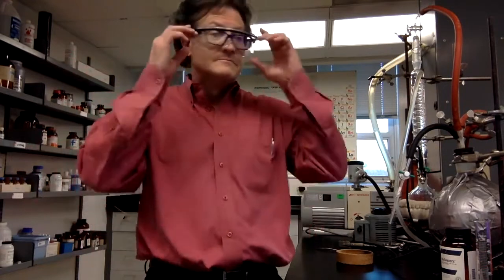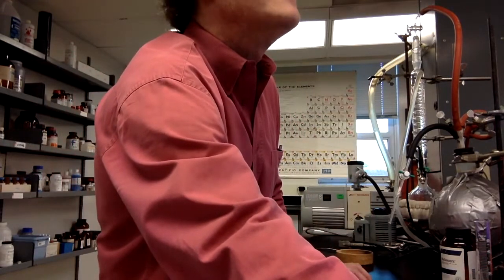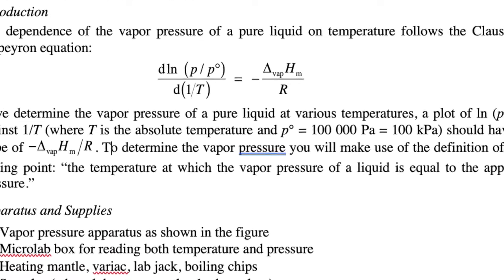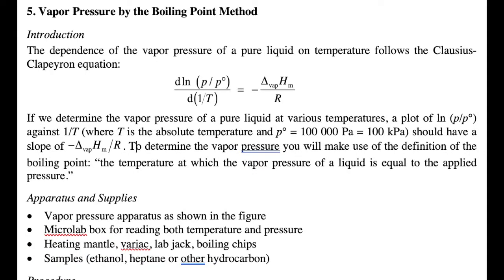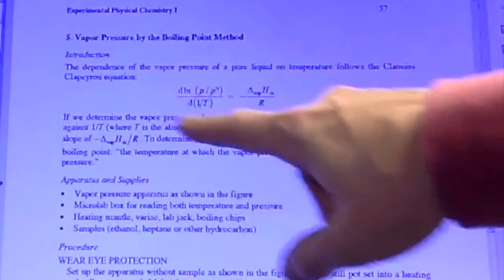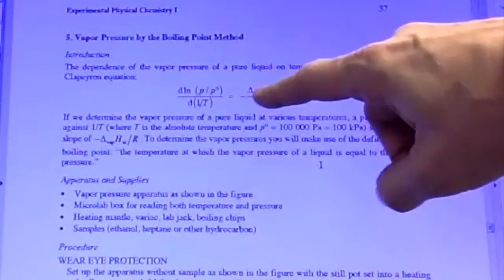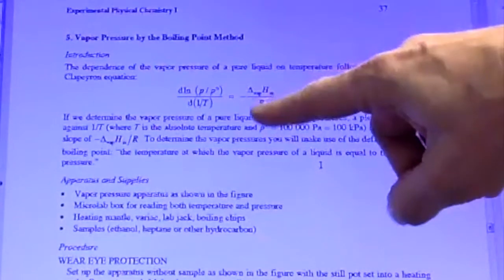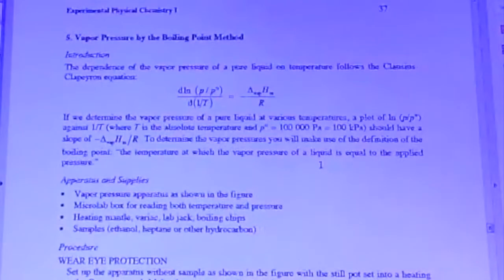Now, what about the data? Oh, wait a second. Tying this back to our PCAM lectures, we said a plot of ln of pressure, what we just measured, divided by the standard state pressure, 100 kilopascal, versus 1 over T, the slope of that should be minus delta H over R. So if we take the slope times minus R, we should get delta H of vaporization for this system.